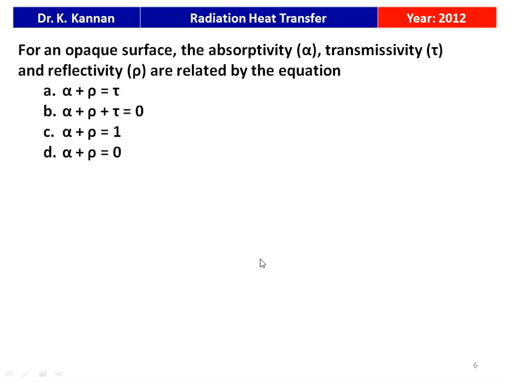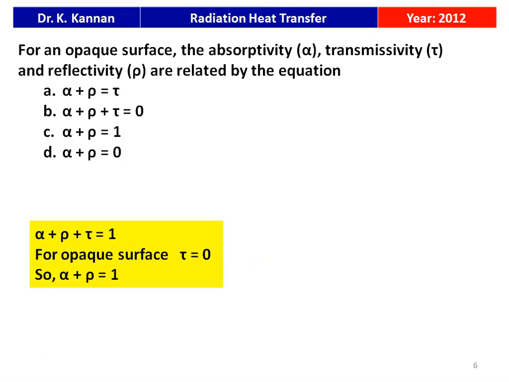The next question from 2012 question paper: for an opaque surface, the absorbability alpha, transmissivity tau and reflectivity rho are related by the equation. So, we have alpha plus rho plus tau equal to 1. The sum of the radiation properties equal to 1. For opaque surface, tau equal to 0, it is not transmitting the radiation. So, alpha plus rho equal to 1. So, option C is the correct answer.